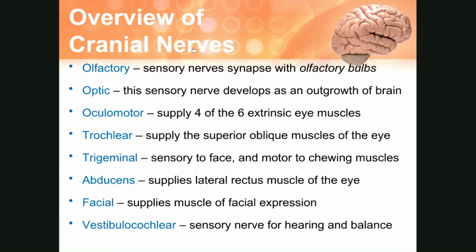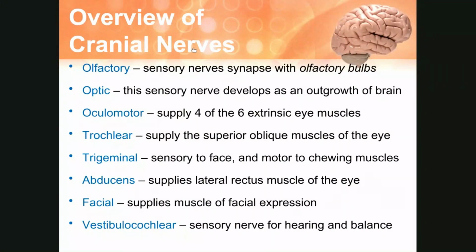The order comes like this: olfactory, optic, oculomotor, trochlear, trigeminal, abducens, facial, vestibulocochlear, glossopharyngeal, vagus, accessory, and hypoglossal. So for example, if we say cranial nerve 10, it is the vagus nerve. If we say cranial nerve 7, it is the facial nerve. If we say cranial nerve 2, it is the optic nerve. If we say cranial nerve 3, it is the oculomotor nerve. So this order is important.